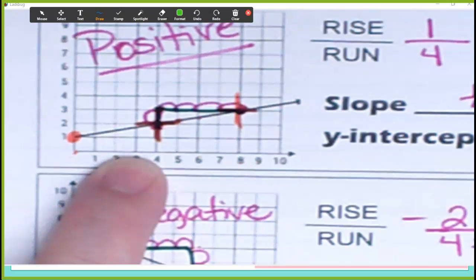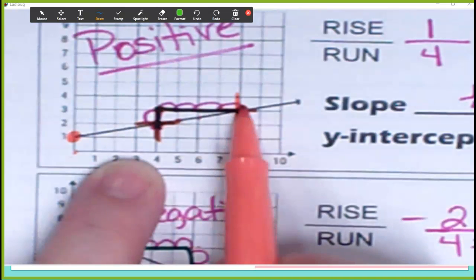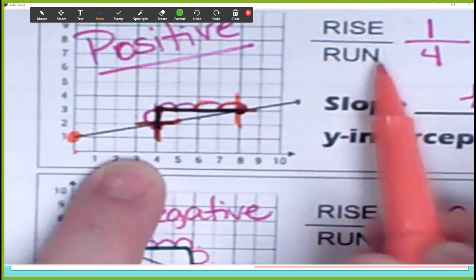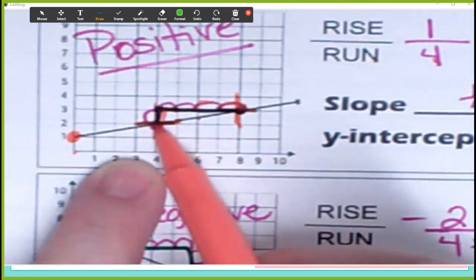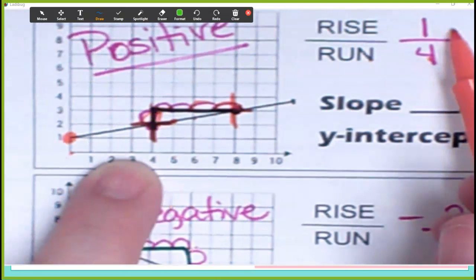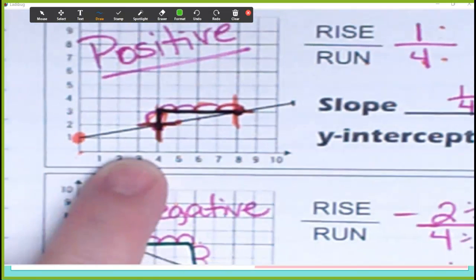Does that help out? So your full block at the end got you 4, and the point of the triangle got you the 1. Yes. This side, the X value, the run was 4. So I put 4 for the run. The rise, how far we went up vertically, was just 1 block, so that's where I got the 1. And I literally write it rise over run. Okay?